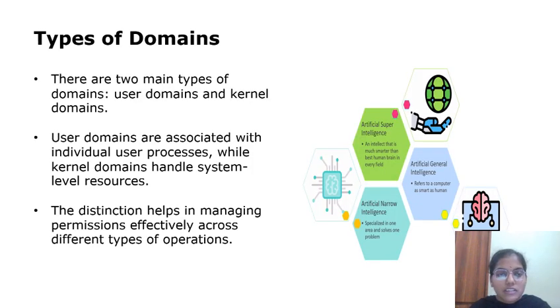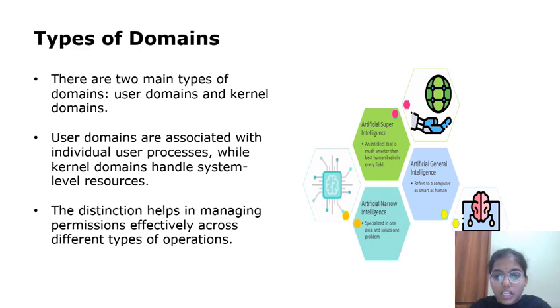Types of domains. There are two main types of domains, user domains and kernel domains. User domains are associated with individual user processes while kernel domains handle system level resources. This distinction helps in managing permissions effectively across different types of operations.